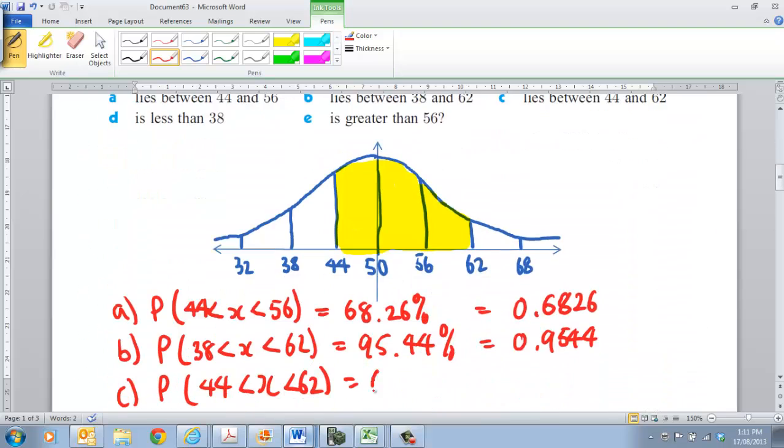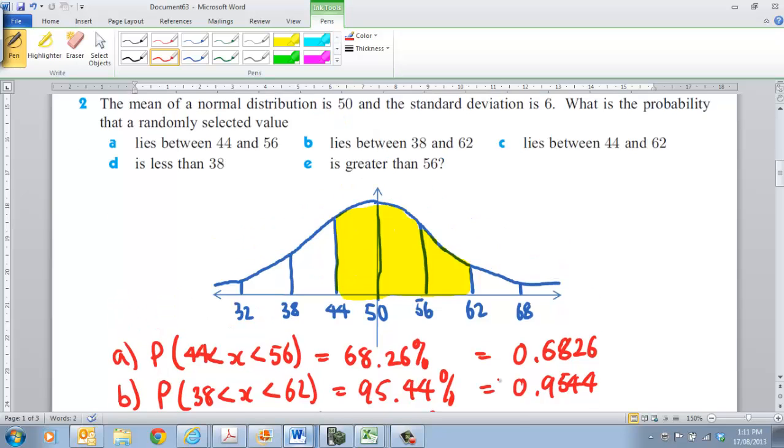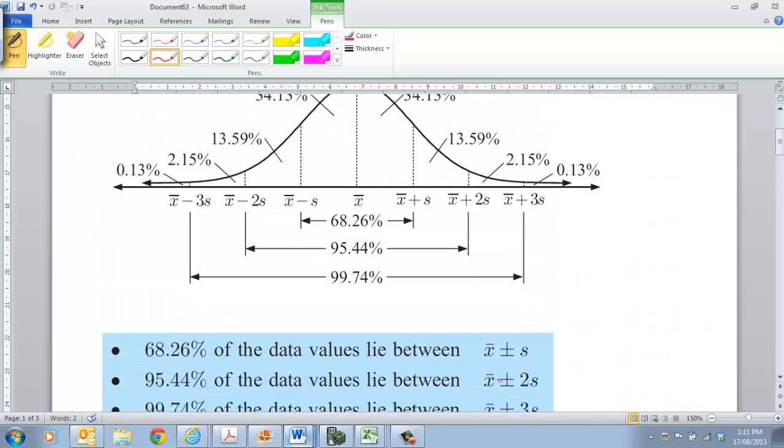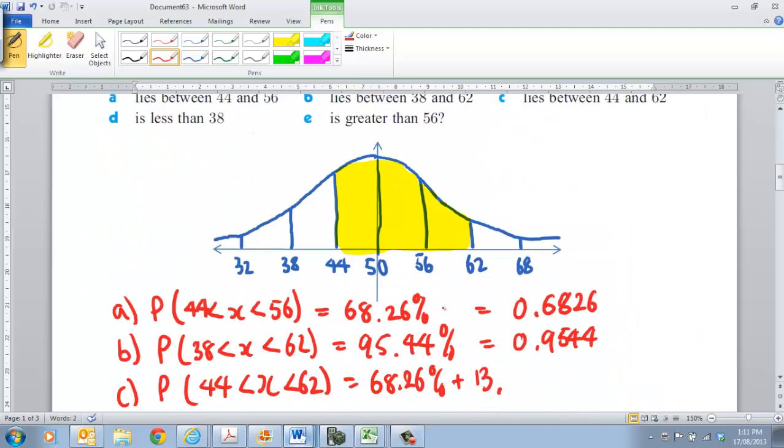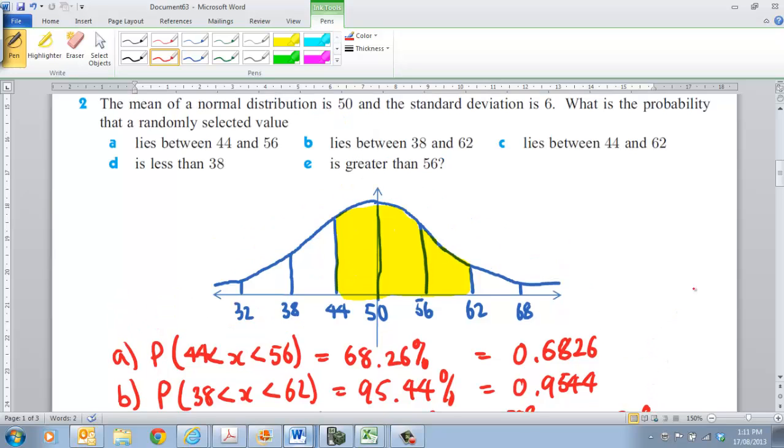So I could go, that's equal to 68.26% plus, now I just have to remember what it was, 13.59%. Now, there's no problems in a test. I would certainly have this on your cheat sheet for you, so you'd have that in front of you. No need to remember it, just to know how to use that. So I just have to add those two things together. That's going to give me 81.85%. Okay, so that's my probability of doing that.